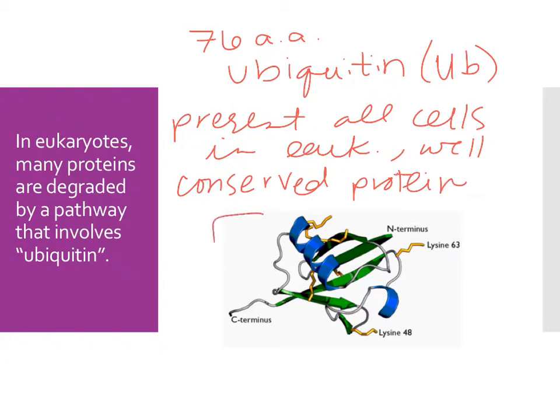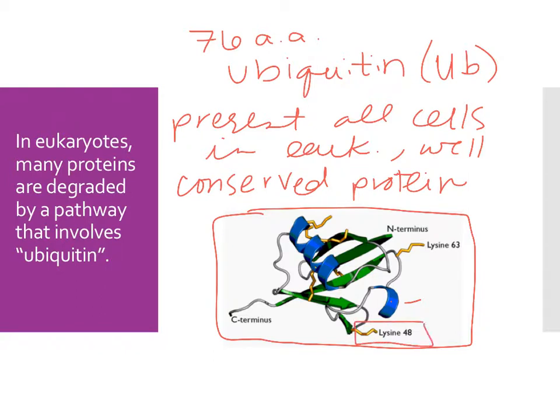This figure right here, which is a ribbon diagram of ubiquitin, it's mostly beta sheet. It's got a little tiny alpha helix there. I can't tell whether that's a 310 helix or an alpha helix. It looks a little bit wider. And you'll notice that there are some lysines that are sticking out here, and those are going to be important, so pay attention to the lysine. So it's this little teeny tiny guy.